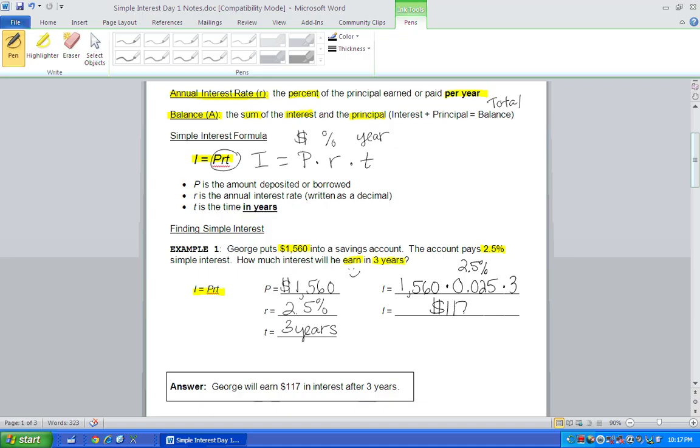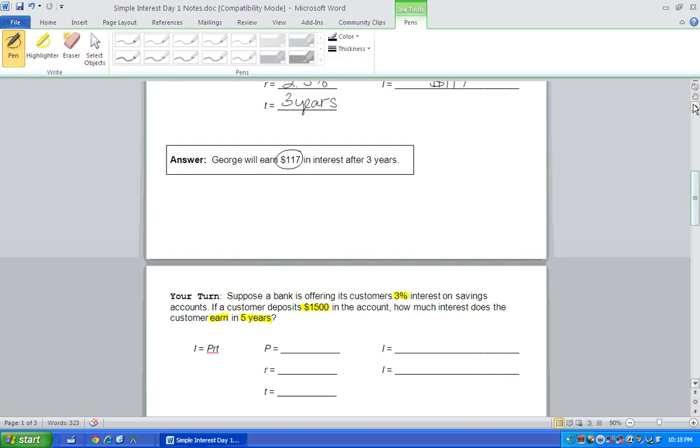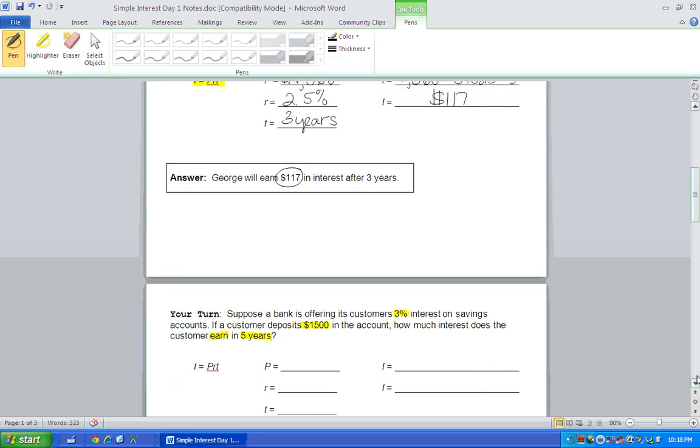So what does that $117 really represent? What that means is, after 3 years, if George deposited $1,560 that earned a 2.5% simple interest, he's going to gain or earn an extra $117 for leaving it in his savings account. All right, the next example is your turn, so go ahead and pause the video and try that one on your own.